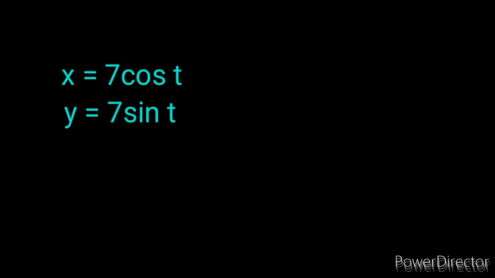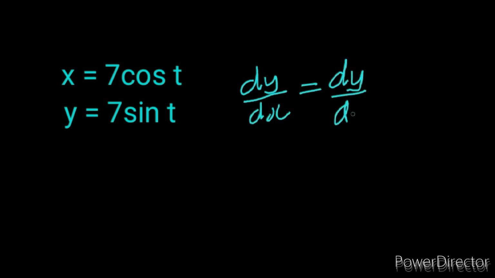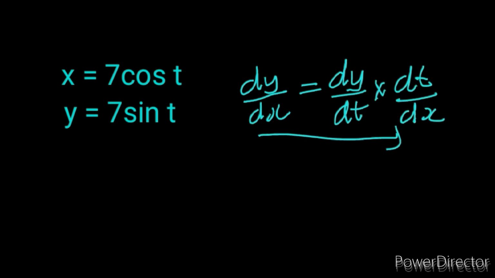Alright, here is the first example. We're given a parametric equation, x equals 7 cos t and y equals 7 sin t, and we're asked to find the first derivative. So by memorization, we know that the derivative of y with respect to x is the same as the derivative of y with respect to t times the derivative of t with respect to x. So this is what we have to memorize.